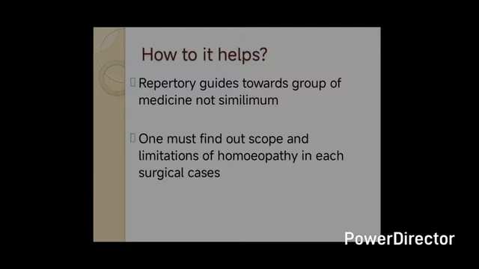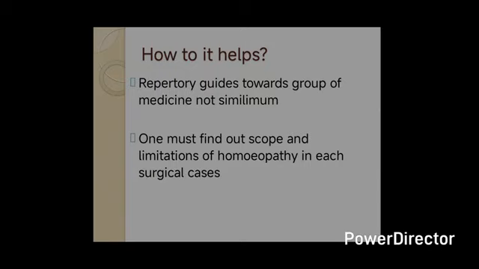So as we can see above, the three basic repertories, Kent, Therapeutic Pocket Book and BBCR, contain various clinical rubrics and clinical conditions and the medicines related to those conditions. Now, how are they going to help us? Repertory guides towards a group of medicines, but not the simillimum, and one must find out the scope and limitations of homeopathy in each surgical case.